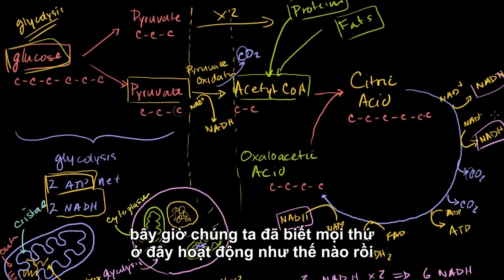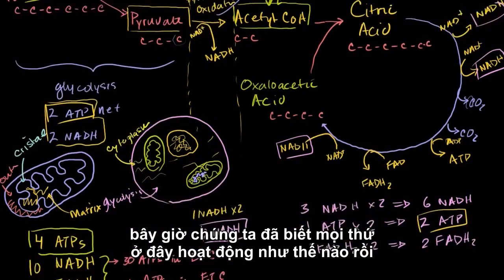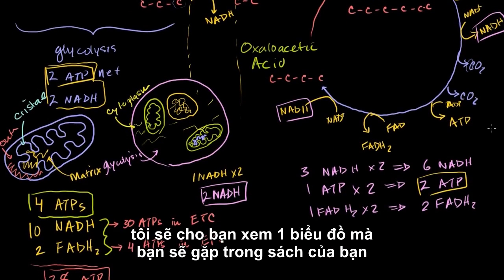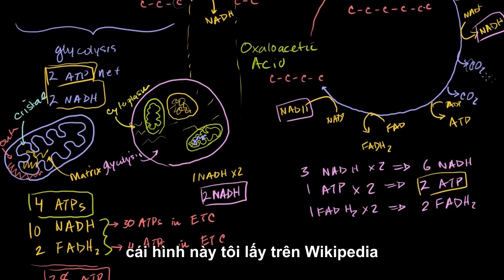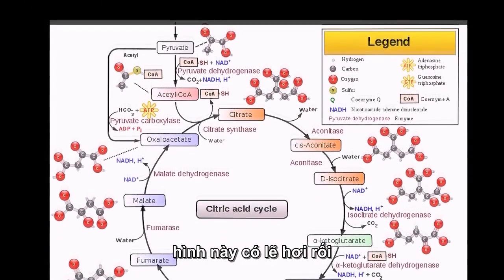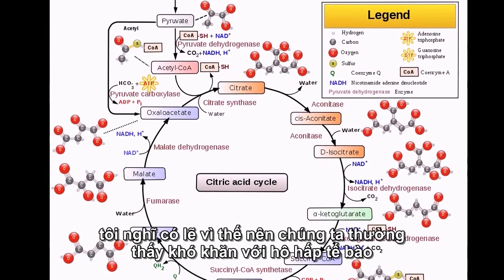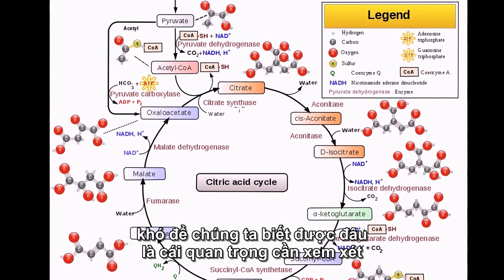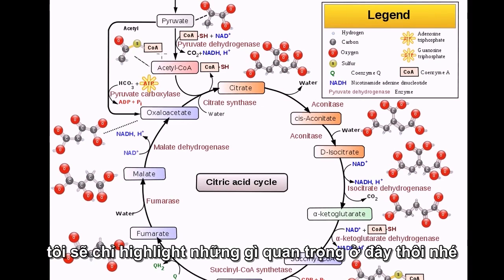Now, I think we have a good sense of how everything works out. Now I'm going to show you a diagram that you might see in your biology textbook, actually the diagram from Wikipedia. And I just want to show you, this looks very daunting and very confusing, and I think that's why many of us have trouble with cellular respiration initially, because there's just so much information. It's hard to process what's important. But I want to just highlight the important steps here, just so you see it's the same thing that we talked about.